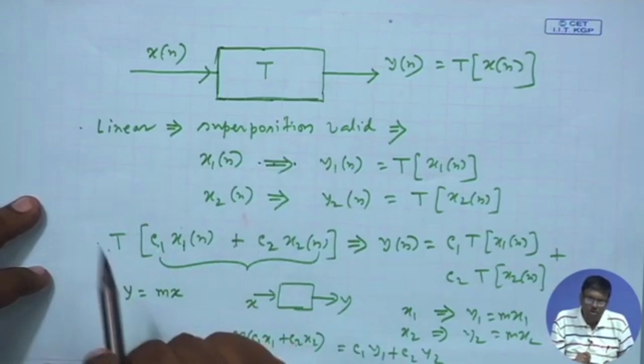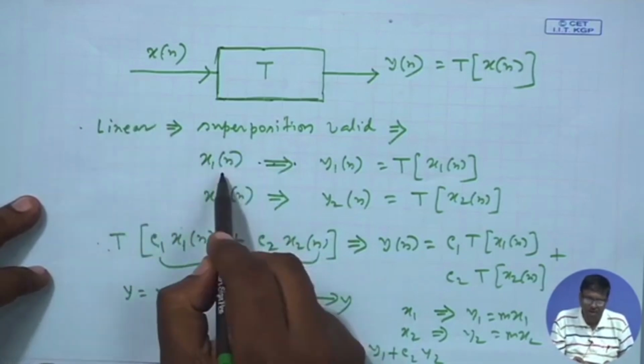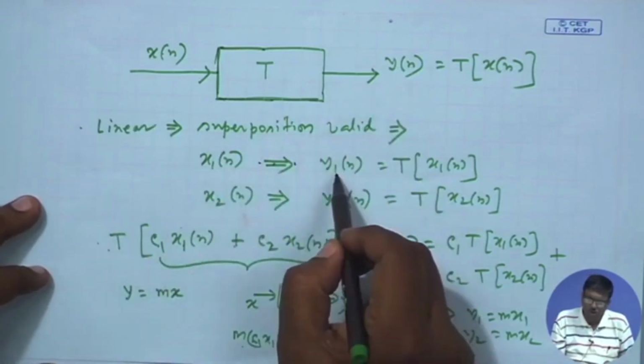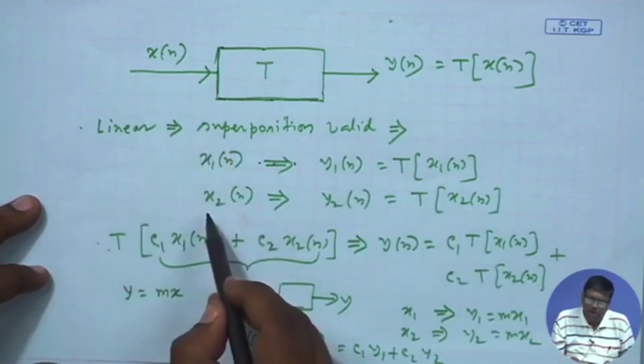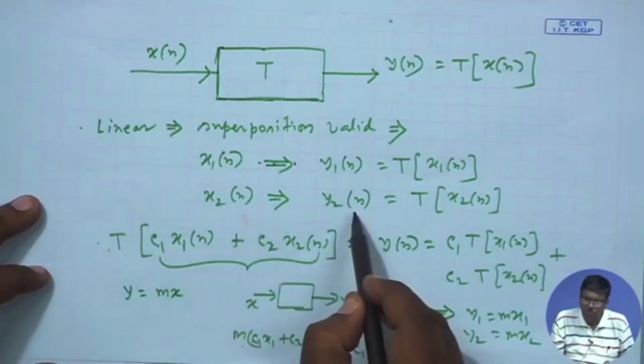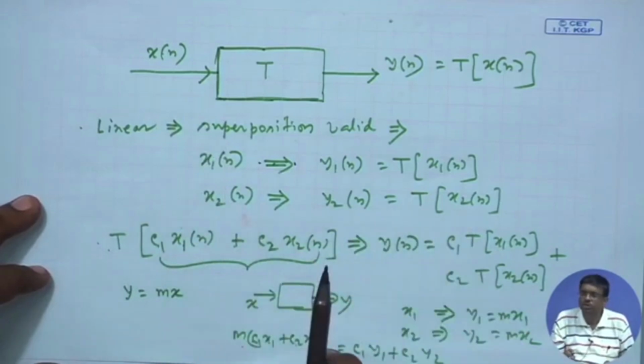What is superposition? That is, if I give one input say x 1 n, find the output say y 1 n, which is t working on x 1 n. Similarly, if I give another input x 2 n and suppose the output is y 2 n, which is t working on x 2 n.